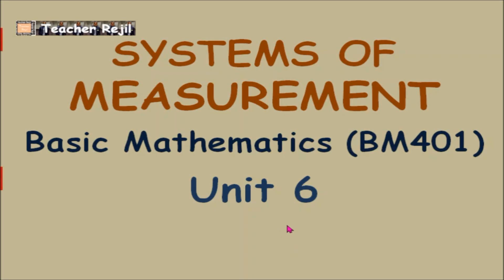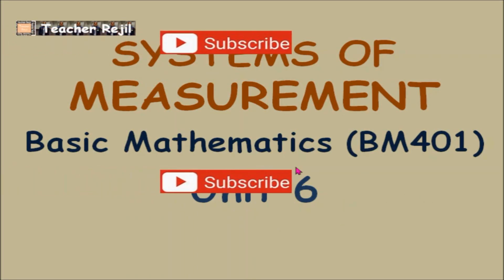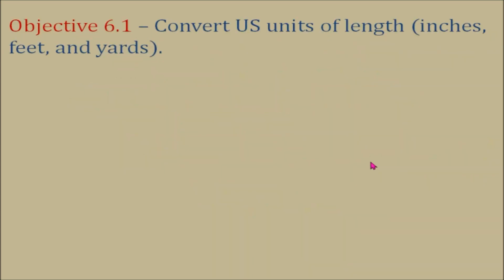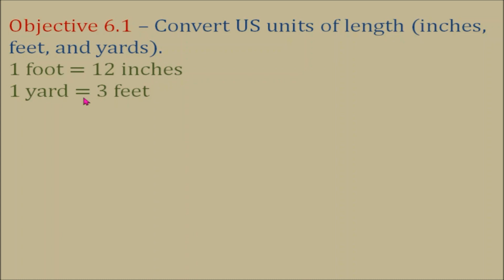Systems of Measurement is Unit 6 of the course Basic Mathematics. Objective number 1. Convert US units of length: inches, feet, and yards. These are the conversion factors. 1 foot equals 12 inches and 1 yard equals 3 feet.